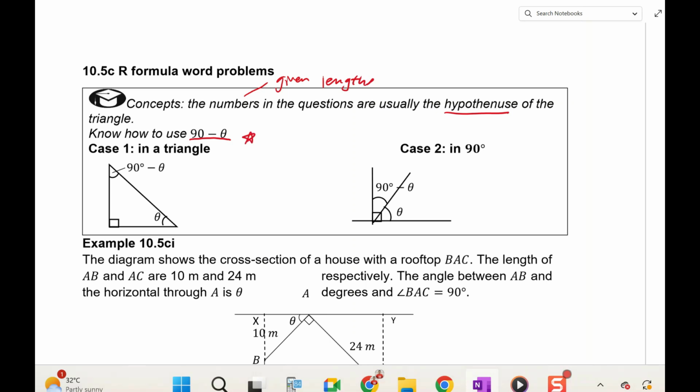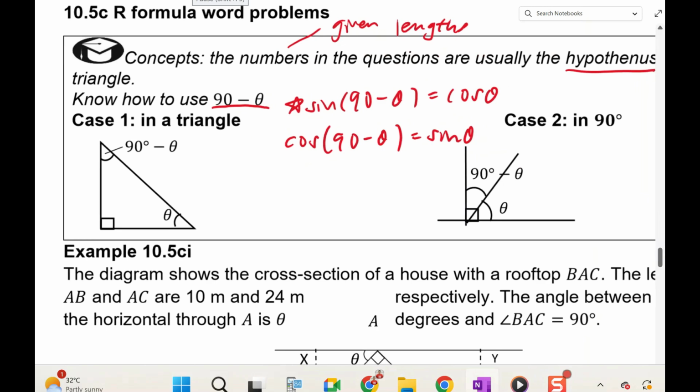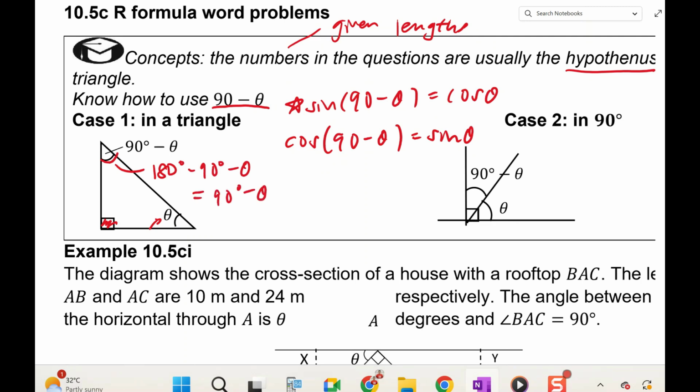Now there's a trigo identity we need to recall, that sine 90 minus theta equals cosine theta, and cosine 90 minus theta equals sine theta. This trigo identity will be very widely used, as you'll see in the examples later. Now for case 1, how do we get the 90 minus theta in a triangle? So let's say the question was given to you this right angle and this theta, and we need to find this angle. How do we do it? Of course, it will be 180 degrees, which is the sum of angles in a triangle, minus your 90 degrees and minus your theta, which gives you 90 degrees minus theta.